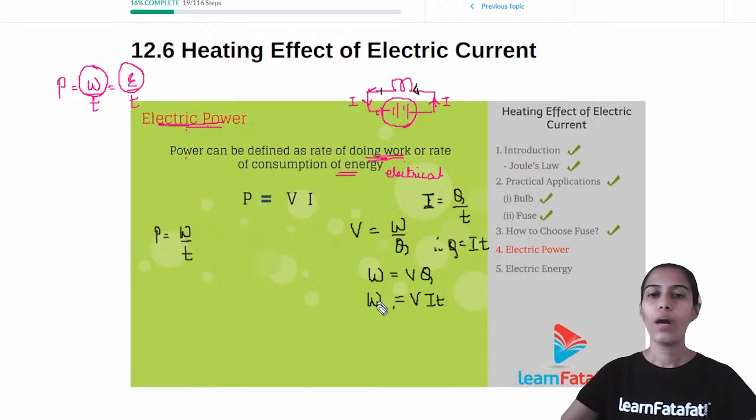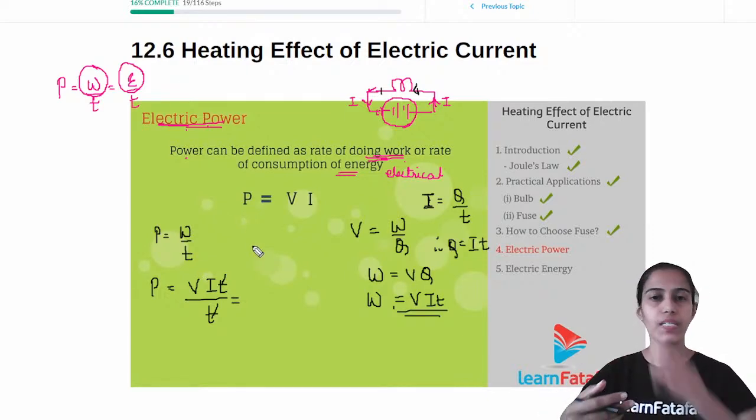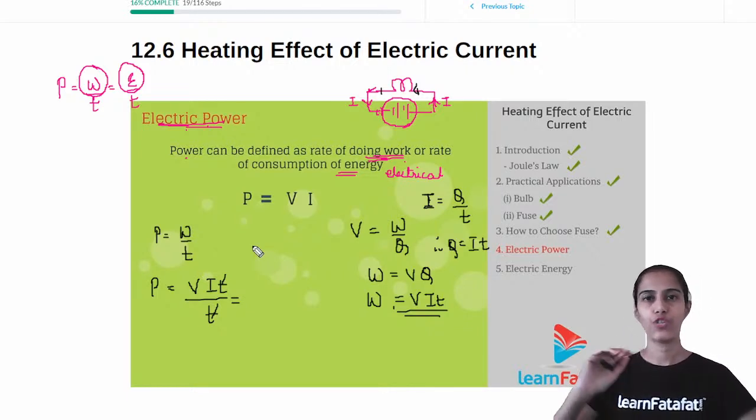Okay, so now if I substitute VIT here, what will I get? Power will be equal to W, in place of W we put VIT, upon time, because power is the rate of doing work. So what will I get from here? From here T will cancel and I am left with P is equal to VI. Look, this is the expression which we got for electric power. Because this is electric power, here we have voltage and current; in terms of these we found the expression.